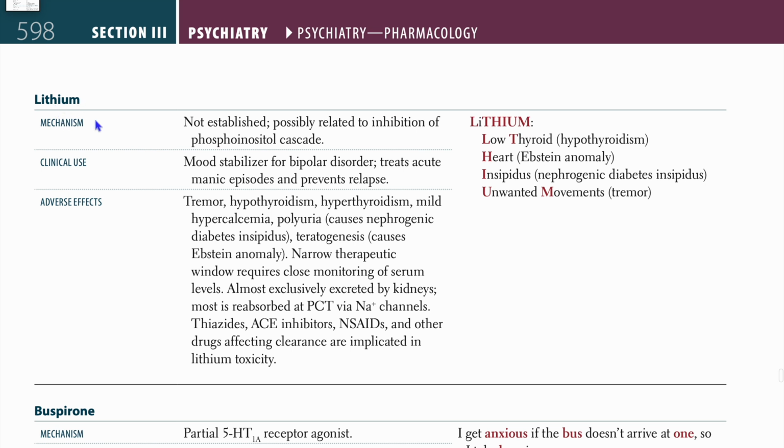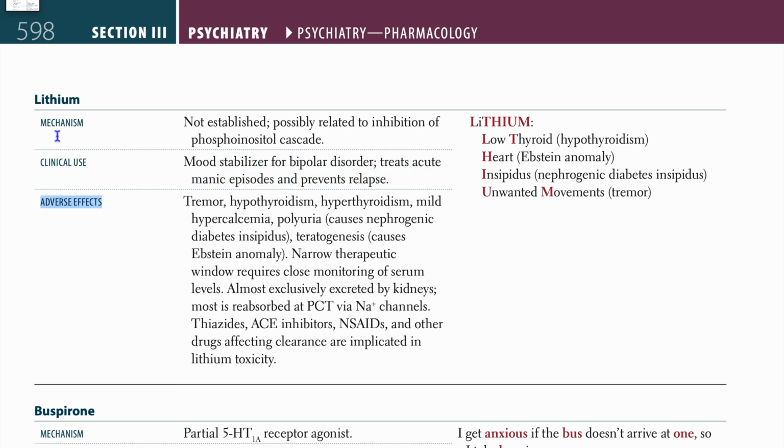Lithium. Mechanism, clinical use, and adverse effects. So the mechanism is not established, possibly related to inhibition of the phosphoinositol cascade, the PIP one. Clinical use is as a mood stabilizer for bipolar disorder; it treats acute manic episodes and prevents relapse.